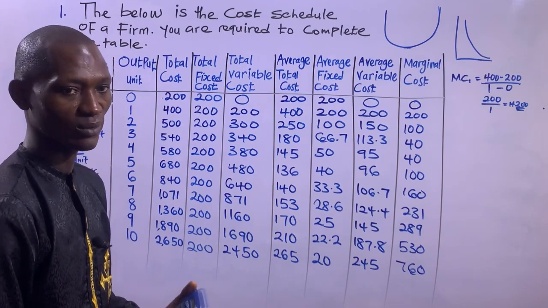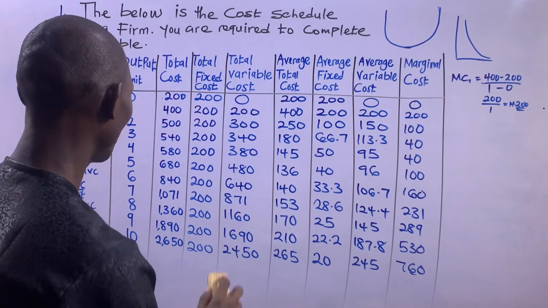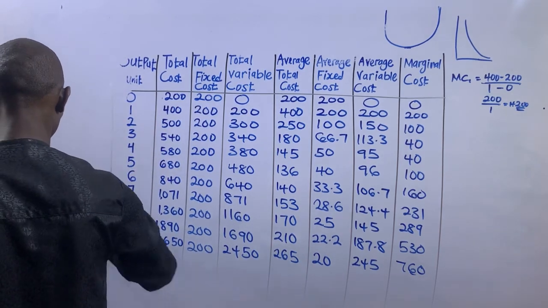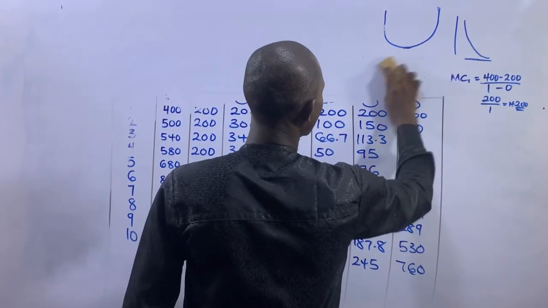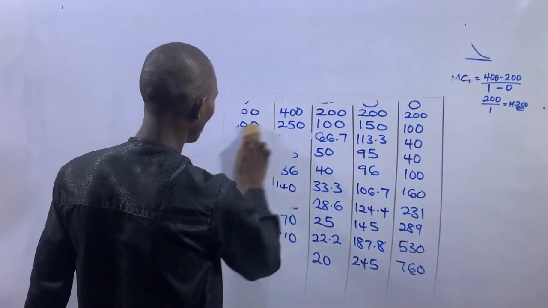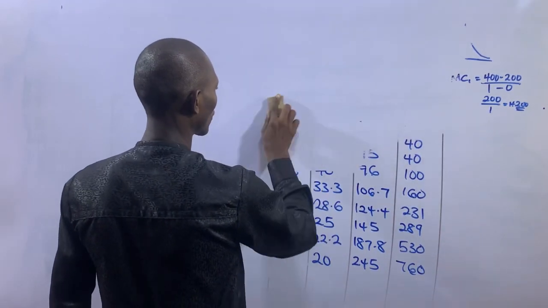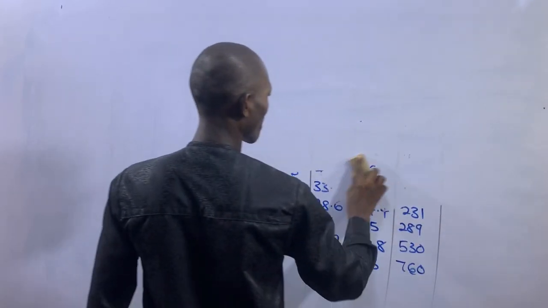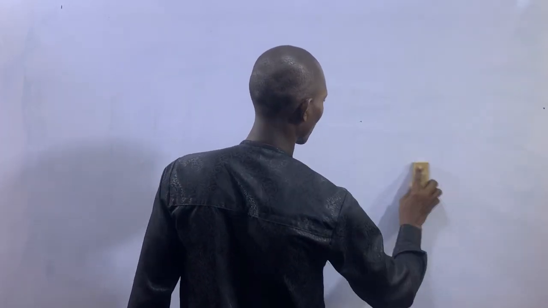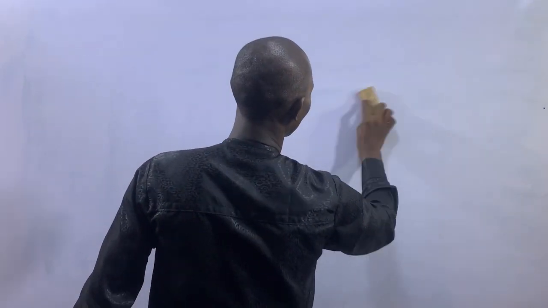Then let's do justice to question two now, shall we? Yes. So I need to rub off the board so that we will be able to solve the second question. Question two now. Let's do that together. So that will be displayed on the screen for you all to see.